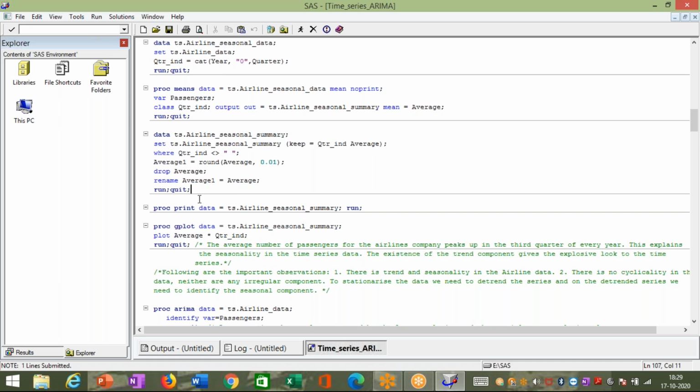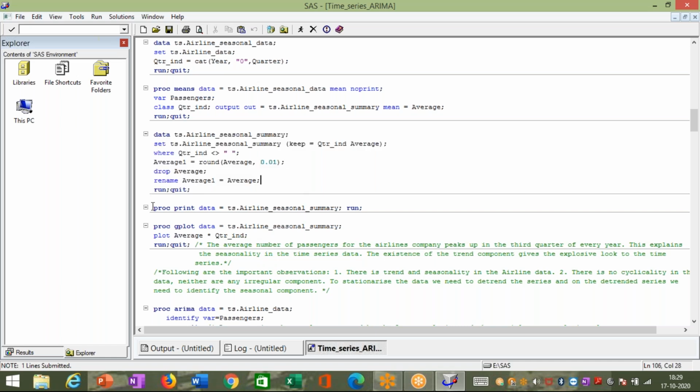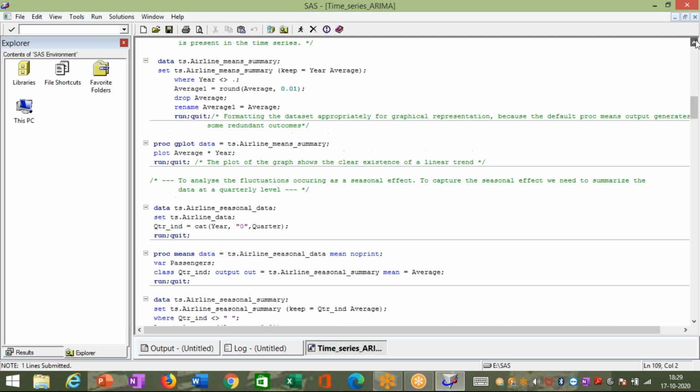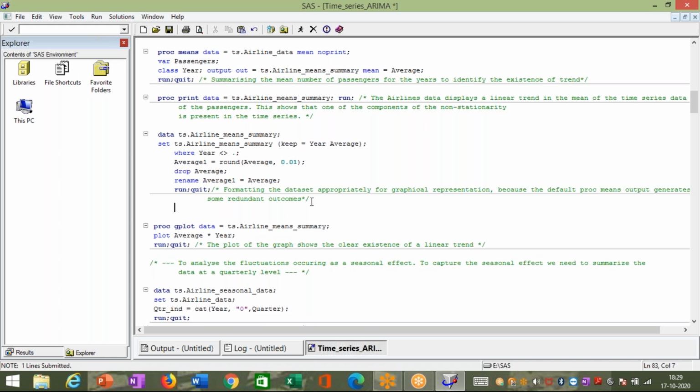Okay. So very quickly, let us print the data. We have a seasonal summary over here, and we have the mean summary over here. We'll just use both these two things.